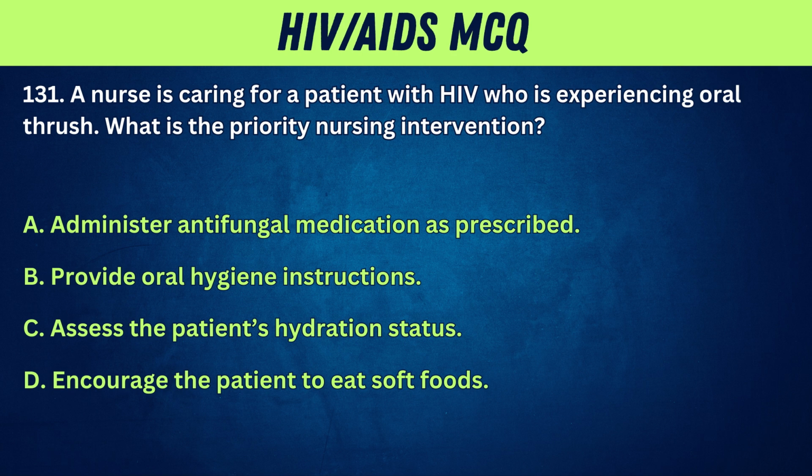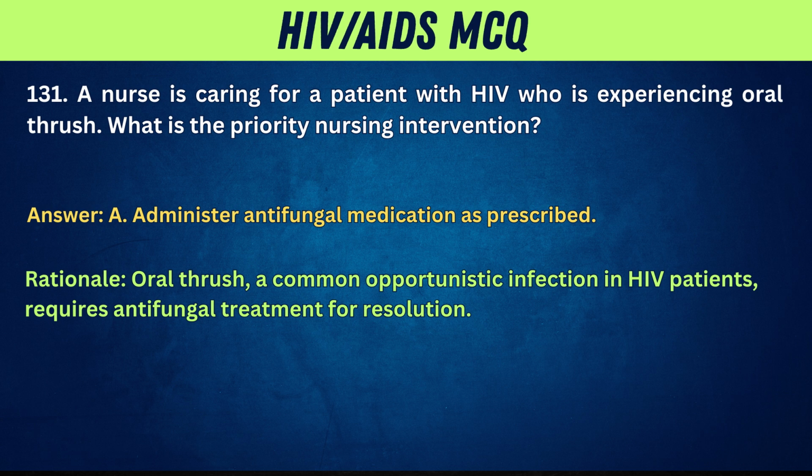131. A nurse is caring for a patient with HIV who is experiencing oral thrush. What is the priority nursing intervention? A. Administer antifungal medication as prescribed. B. Provide oral hygiene instructions. C. Assess the patient's hydration status. D. Encourage the patient to eat soft foods. Answer: A. Administer antifungal medication as prescribed.